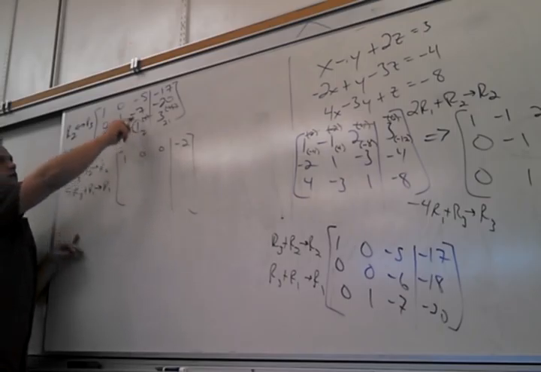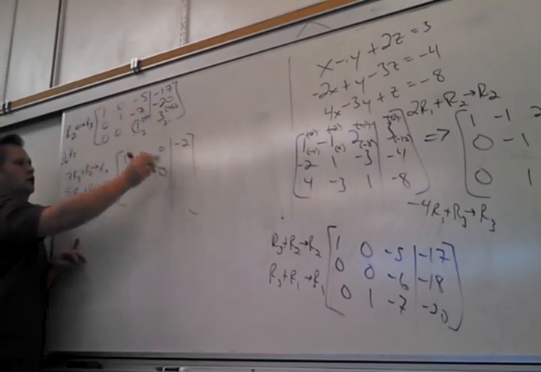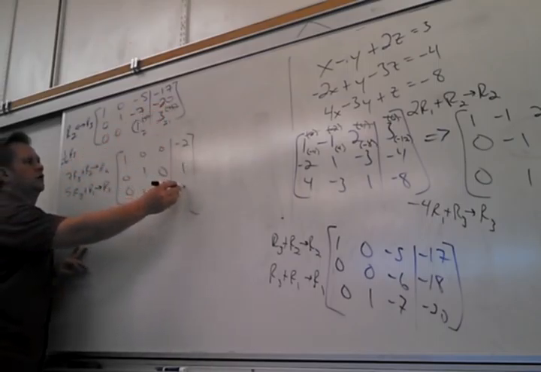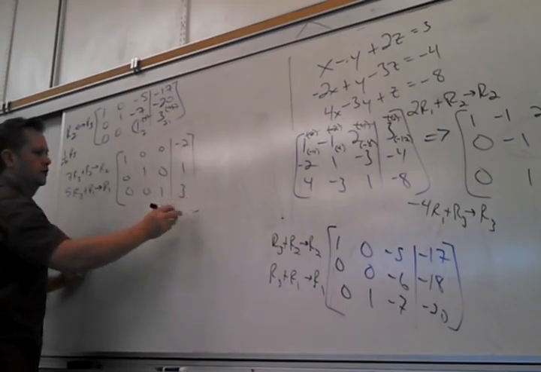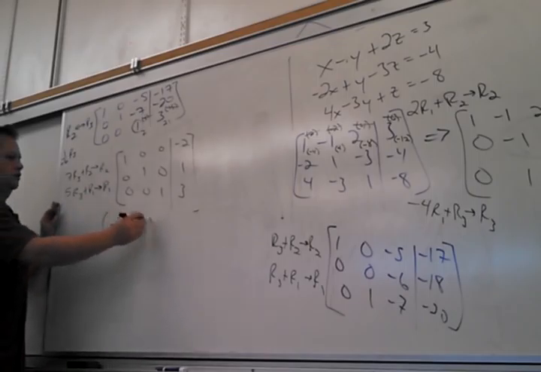So what do we get here? We get 0, 1, 0, 1. And then I still have 0, 0, 1, 3. I preserved that. So what's my answer? Negative 2, 1, 3.